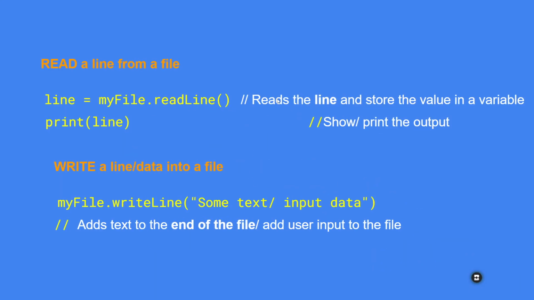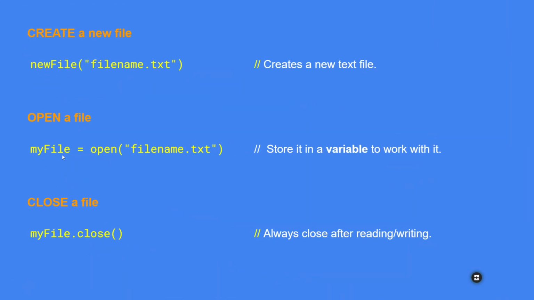First, let's read the line. What read line is doing is basically reading whatever lines are there. It's simply dot read line. Look at this: R small letter, L capital letter. And we are calling this method on my file variable, my file dot read line.